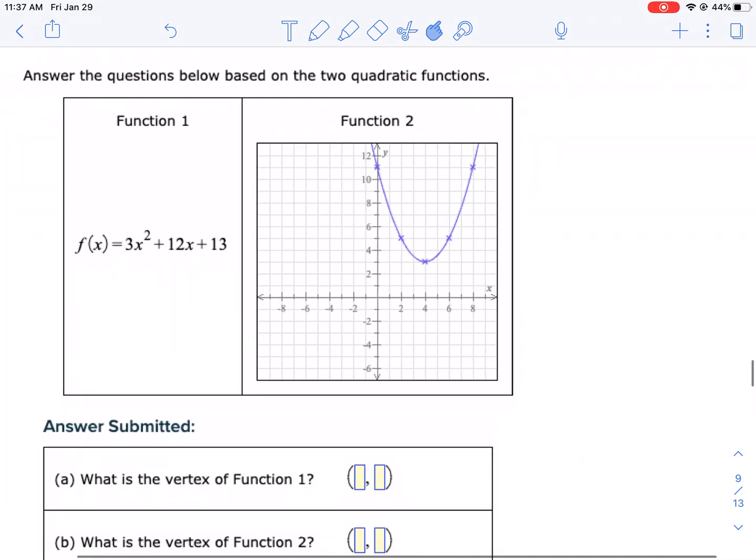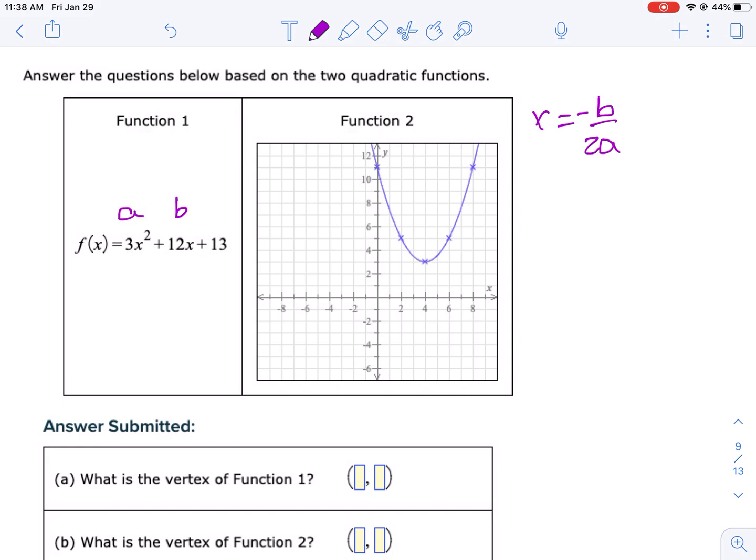Okay, function 1. I need to find the vertex. So you do x equals the opposite of b over 2a. Remember, on function 1, a is 3, b is 12, c is 13. You won't use c on this problem, but we'll write it down anyway. So it's the opposite of 12 over 2 times 3. Simplify that so I get negative 12 over 6, or negative 2. So x is negative 2.